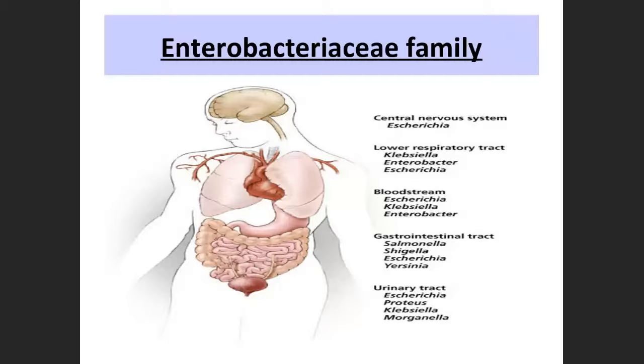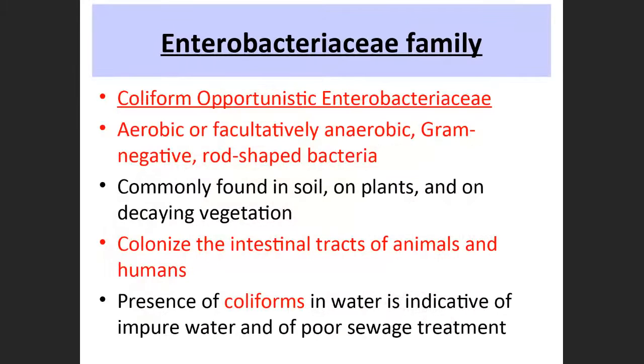So the CNS, central nervous system, can be invaded by Escherichia coli. The lower respiratory tract: Klebsiella pneumoniae, Enterobacter. The bloodstream, again by E. coli, Klebsiella, Enterobacter. GI tract: Salmonella, Shigella, E. coli, Yersinia. Urinary tract: E. coli, Proteus, Klebsiella, Morganella. So remember, we divided them into groups, the coliforms, the non-coliforms, the true pathogens.